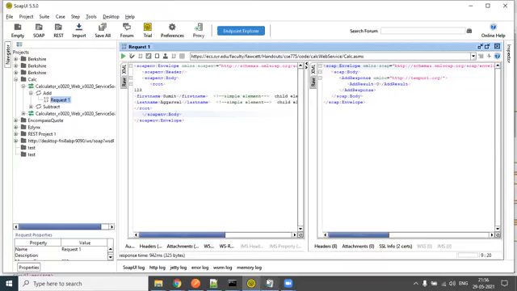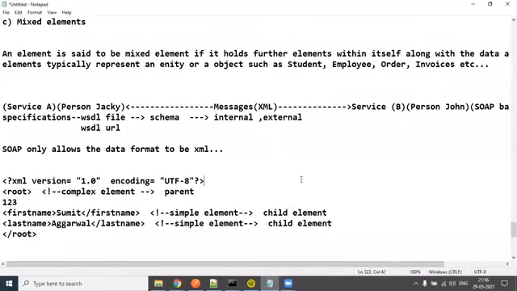But the point I'm trying to convey is that whenever you are trying to consume a service and create a request, that has to be schema compliant, then only the service will work in the way you anticipate. Otherwise, it may either error out or give you some unexpected output. The behavior might be unexpected.